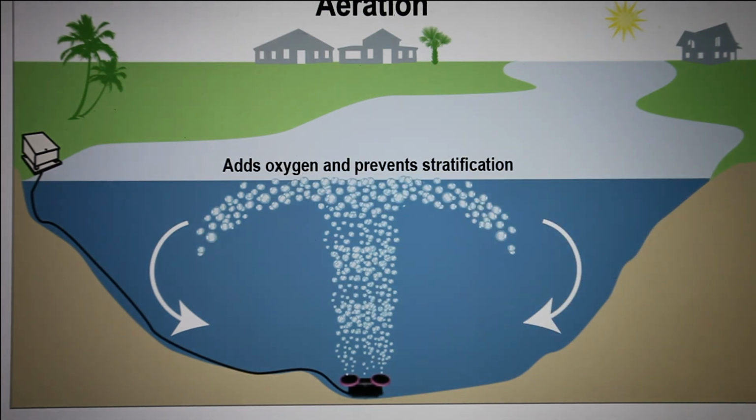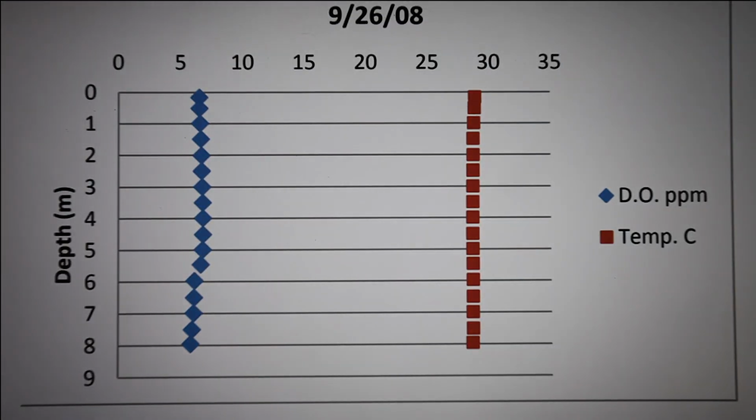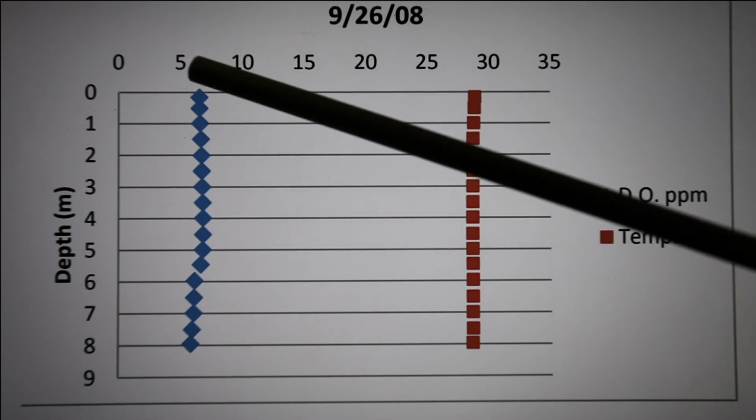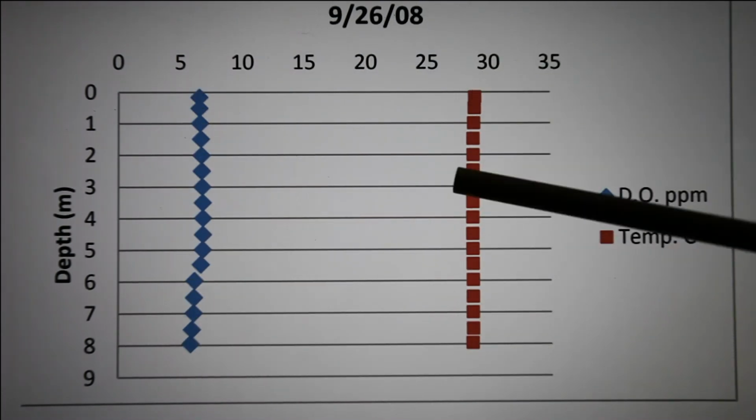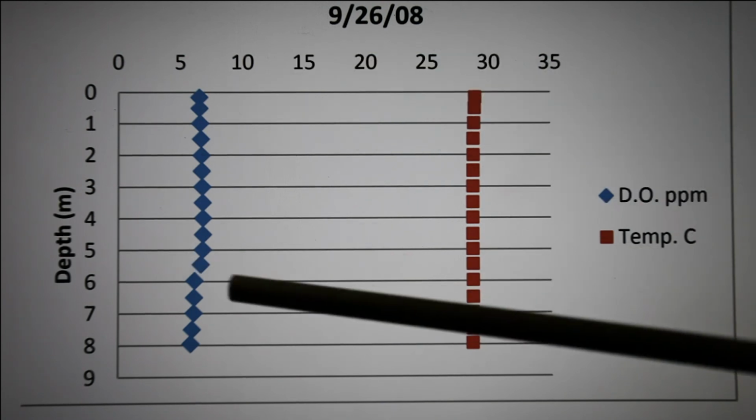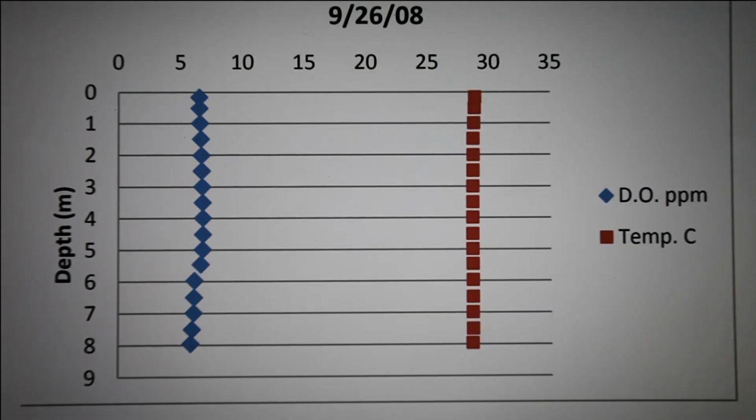You can talk to a lake or pond manager or a company that installs this equipment, and that will help solve the problem. When we do that, again, this is what we want to see: dissolved oxygen uniform from surface to bottom, as well as temperature. We don't see the stratified condition that leads to problems with lowering of dissolved oxygen that often leads to fish kills.